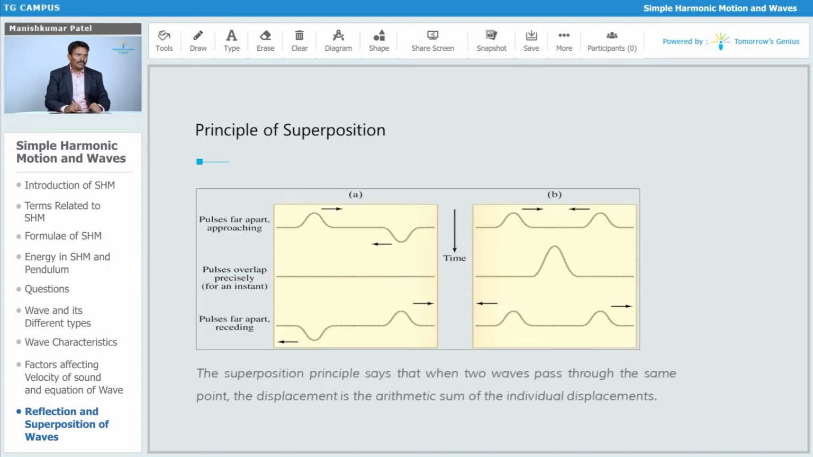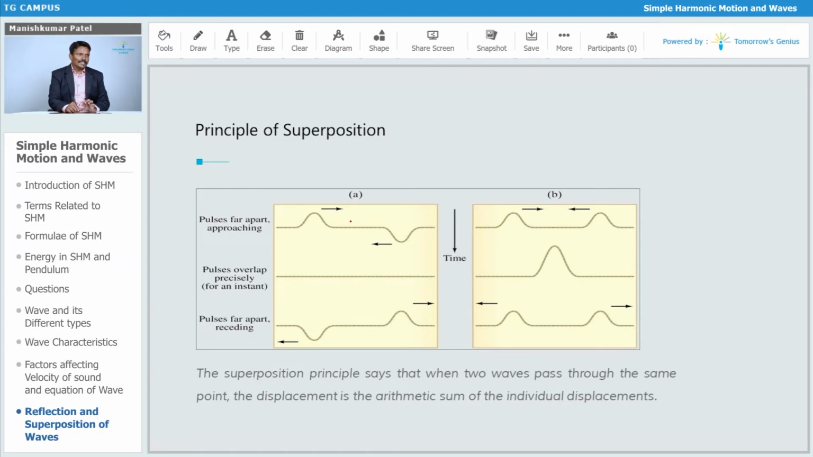Now based on this, we have to see a very important phenomenon which we call the principle of superposition, where two waves interfere with each other. Because of this there might be constructive interference, in which the amplitude will be maximum, or they might be out of phase and you will get minimum amplitude. That is what we have to see here.